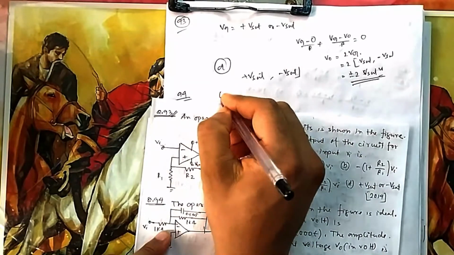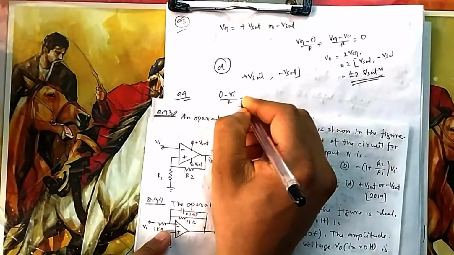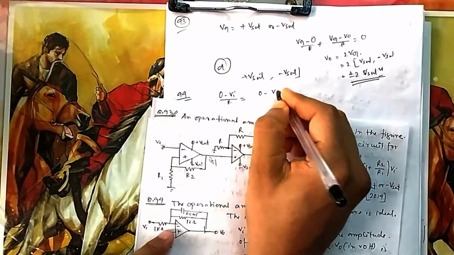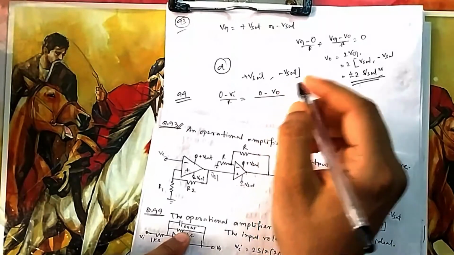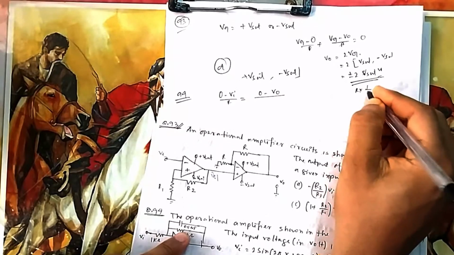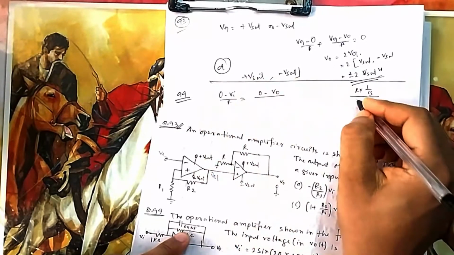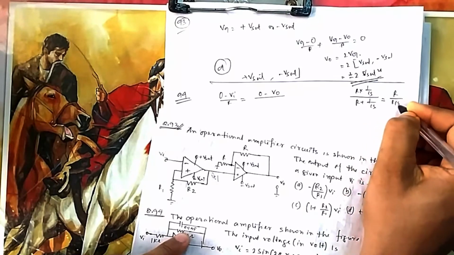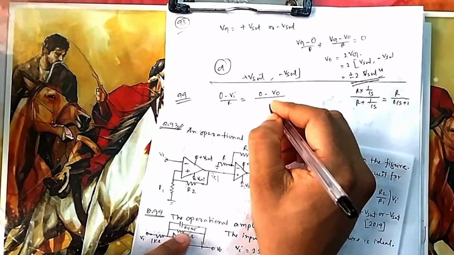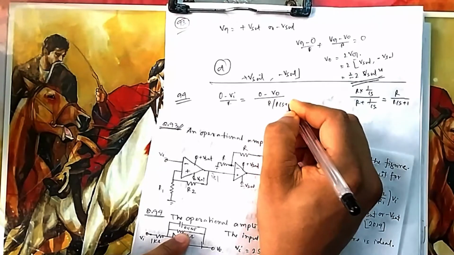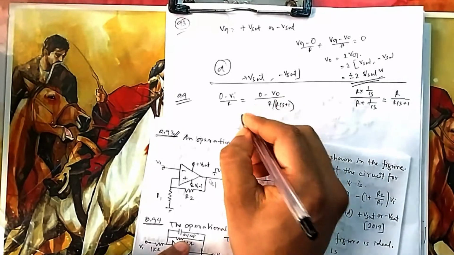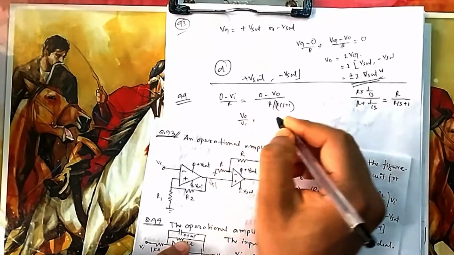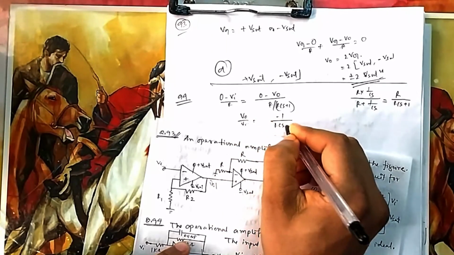So it will be 0 minus V in by R plus 0 minus V0 by, these two are in parallel. So these two in parallel, you can see R into 1 by CS by R plus 1 by CS. This is the formula, or it is R by RCS plus 1. So if you do this one, you will find V0 by V in is equal to minus 1 by RCS plus 1.